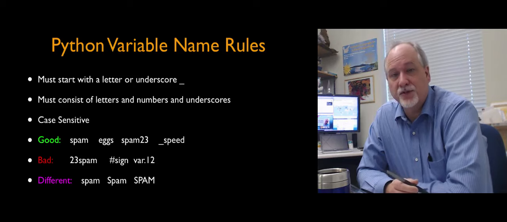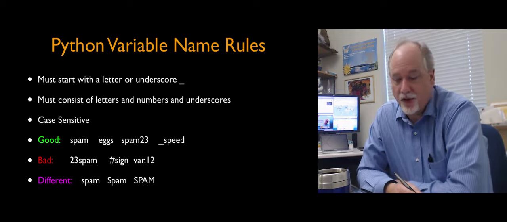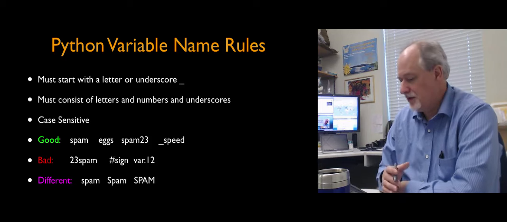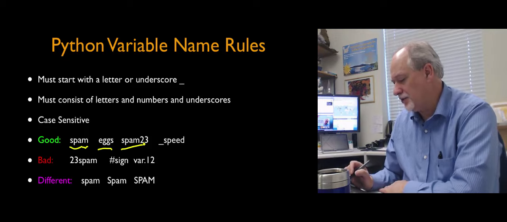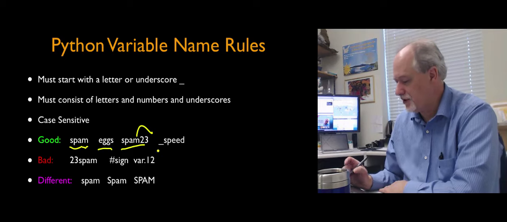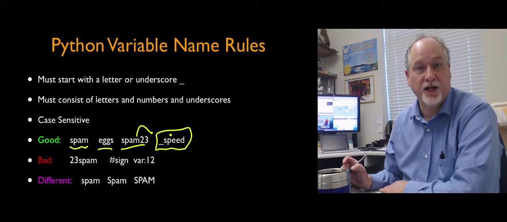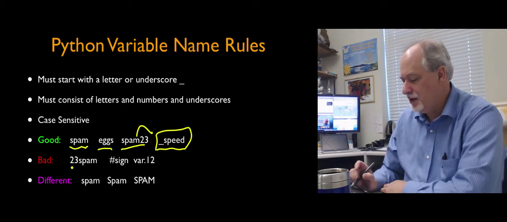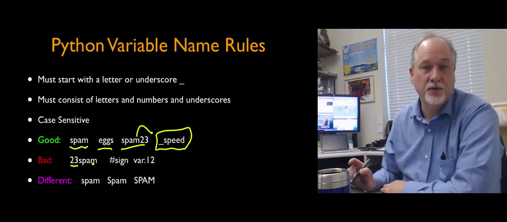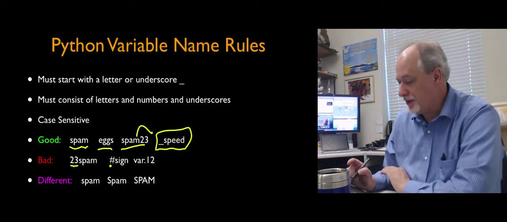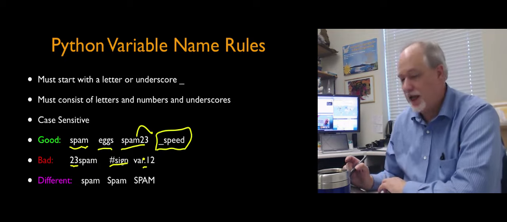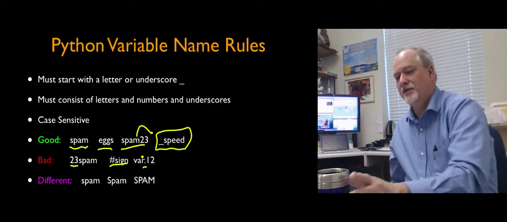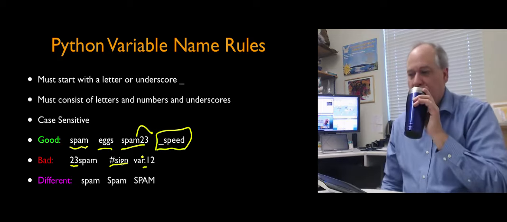A variable name has to have letters, numbers, and underscores, and start with a letter or an underscore. Case matters, so spam is good, eggs is good, spam23 is good because the number is not the first character. _speed is also perfectly fine because it starts with an underscore or a letter. 23spam starts with a number, so that's bad. And you can't use a dot in the variable name. It turns out the dot has meaning to Python that would confuse it.